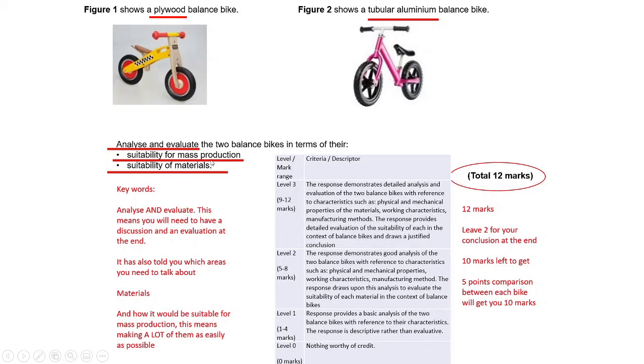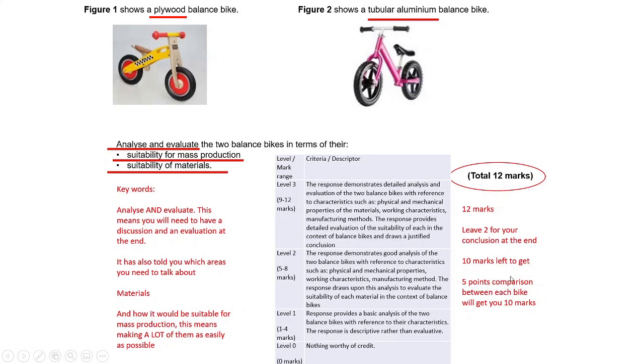It's also telling you to talk about materials and how it can be mass produced, or if it's suitable for it to be mass produced. So breaking that down, it's told you what the materials are, so plywood and tubular aluminium. It'll never not tell you what the material is. It might ask you to suggest an alternative material, but it'll always give you the original material. So 12 marks. You know you have to have an evaluation or a conclusion at the end, so take 2 off for that. So you've got 10 marks left to get.